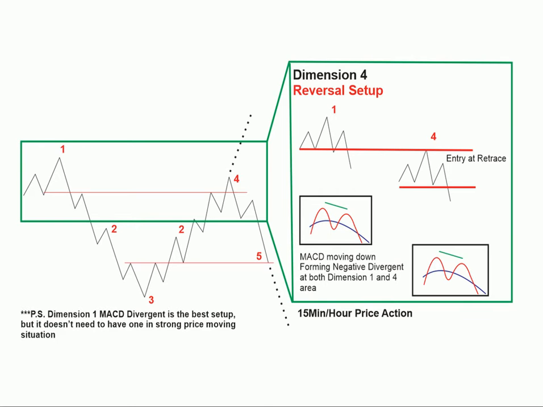For the dimension concept, we conclude into two setup forms. The first one is reversal, which is in the dimension 4 area, and the second one is continuation, which is in the dimension 2 area. We have the demonstration of the reversal on this one, and there will be more detail of how to recognize dimension 2 for continuation in the book.